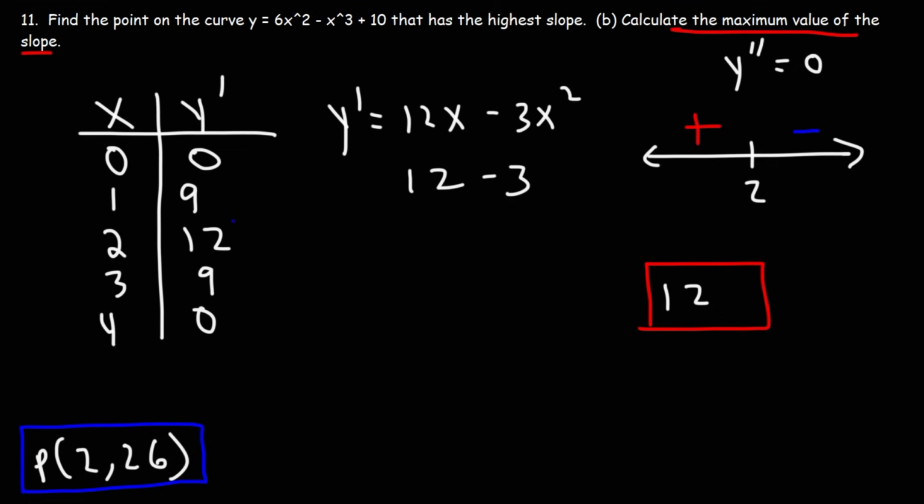So we could see that the maximum slope occurs at an x value of 2. So that's it for part B. So part B is equal to 12. Part A, the answer is 2, 26.